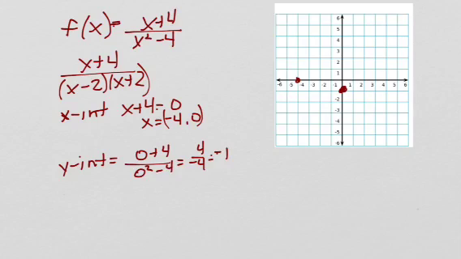Then I can find my vertical asymptotes by setting my denominator factors equal to 0. So I have a vertical asymptote at x equals 2, and another vertical asymptote at x equals negative 2.